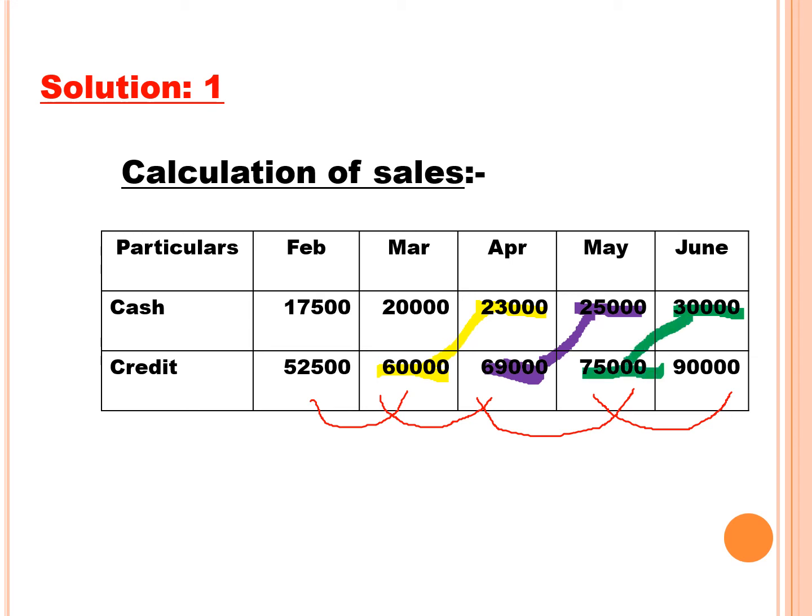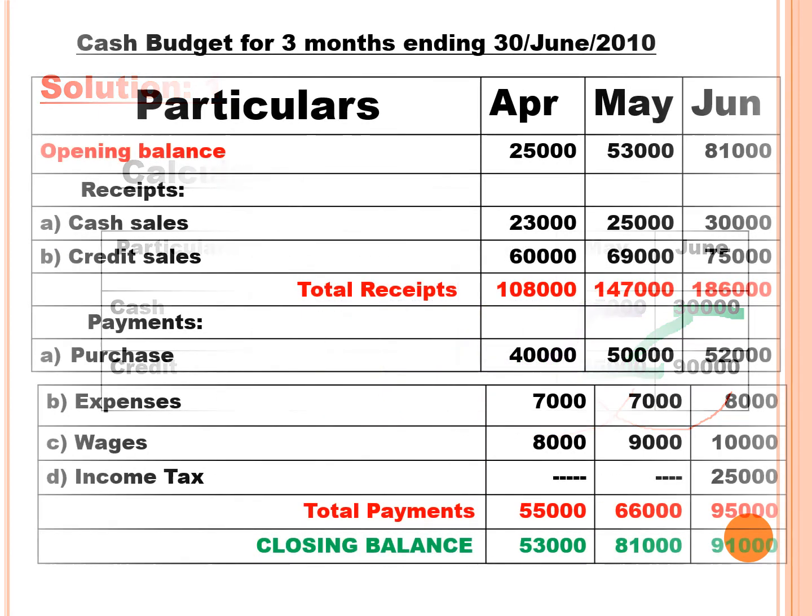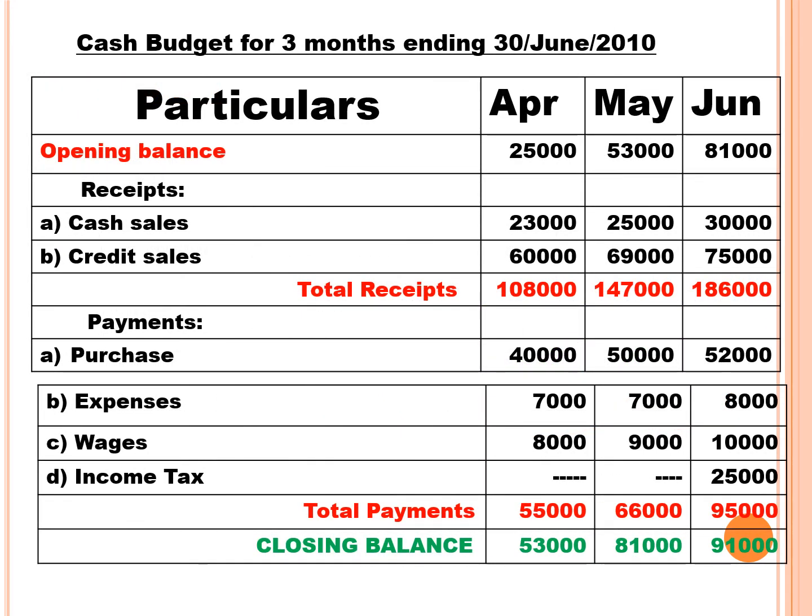Hope you have understood now. So April, how much you receive? 83,000. May, how much you receive? 94,000. June, how much you receive? 1,05,000. So this is the final statement, students.